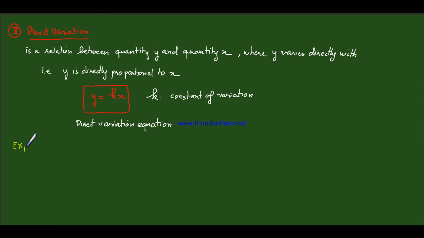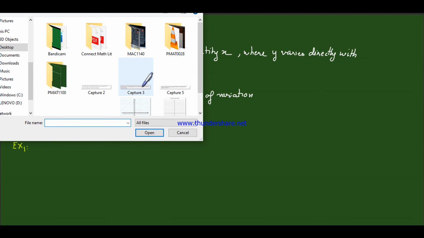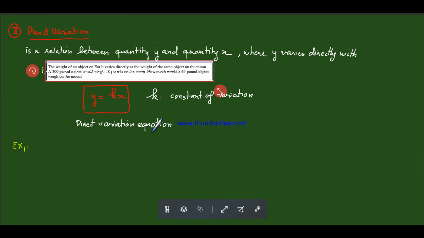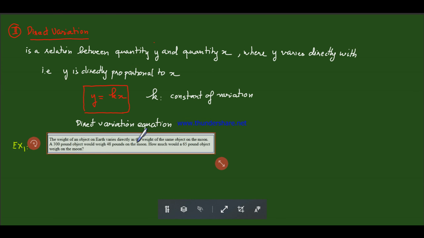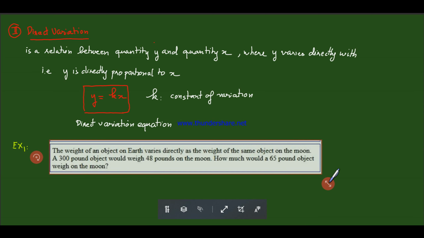Example. Alright, let me see. I can pull this example. We did this last time. We pulled one of them, right? Looks like we pulled the wrong one. Looks like that is direct variation. Okay, right here. Alright, so this is the direct variation problem.